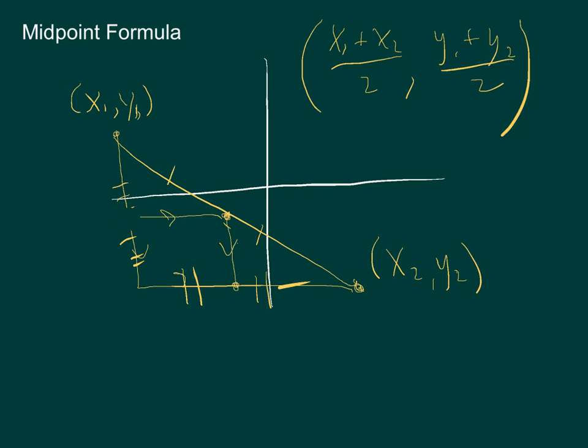So the y value should be right here. And that y value is going to be the average of the y value up at the top and the y value on the bottom. And likewise, the x value is going to be the average of the x value here and the x value there. So it's just the average of the x's, average of the y's. It's a pretty straightforward problem for finding the midpoint.